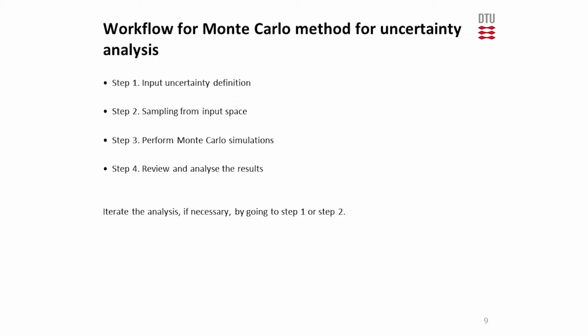In step 3, we perform n simulations with the model using the sampling matrix from step 2. The outputs are recorded in a matrix form to be analysed later. In step 4, the outputs are plotted and the results are reviewed. For instance, the mean, the standard deviation or variance, and the percentiles, e.g. 95% for the outputs, are calculated.